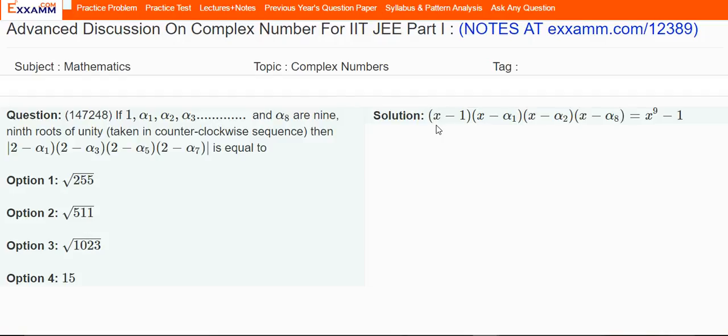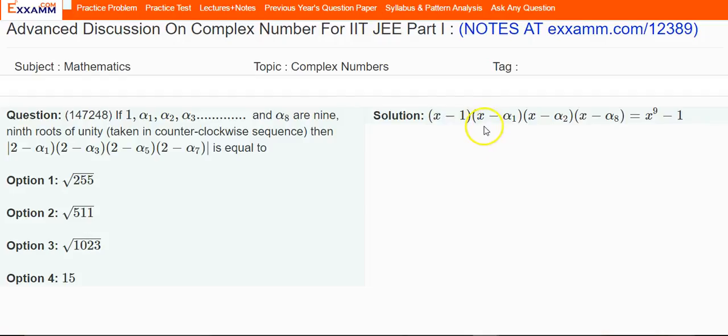We have to keep this in mind, that x to the power n minus 1 is always equal to x minus 1, x minus alpha 1, all the way up to x minus alpha to the power n minus 1, where these are the nth roots of unity. Now, another thing we know is that alpha 2 is alpha 1 square, alpha 8 is equal to alpha cube, but at this stage we don't think it can help us in any way.